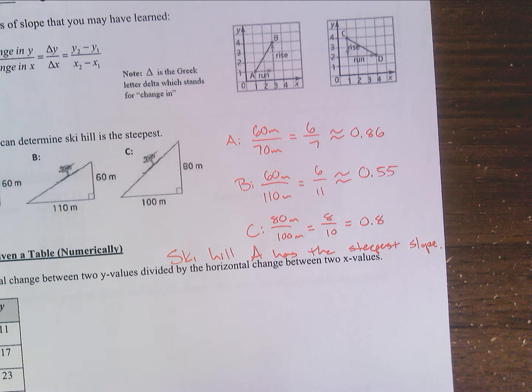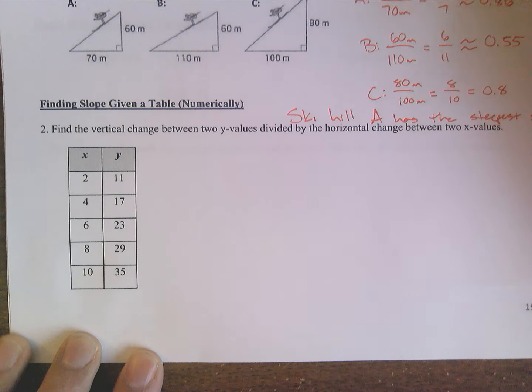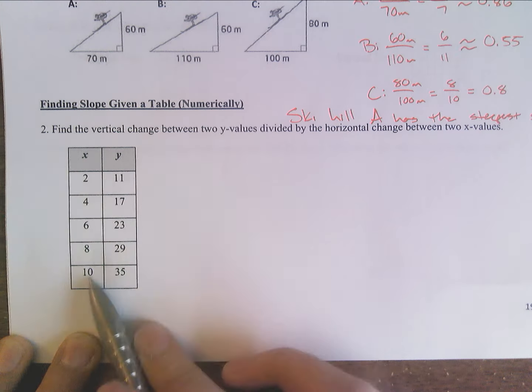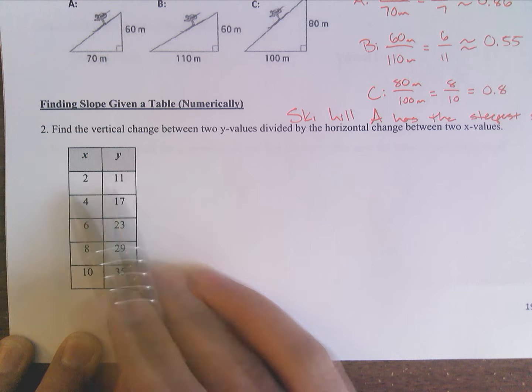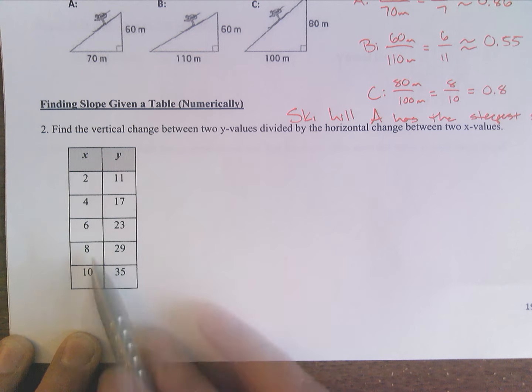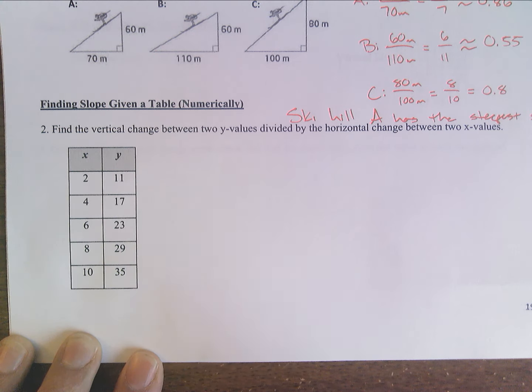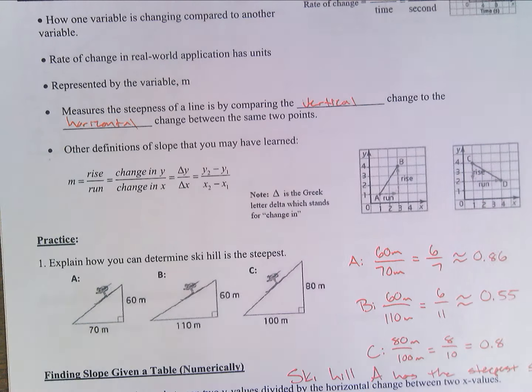Let's go ahead and find the slope using a table of values, or finding it numerically. So here I have a table of values. We've got the set of ordered pairs, (2, 11), (4, 17), and so on. So let's go ahead and find the slope. Let's use our formula that we can find up here.